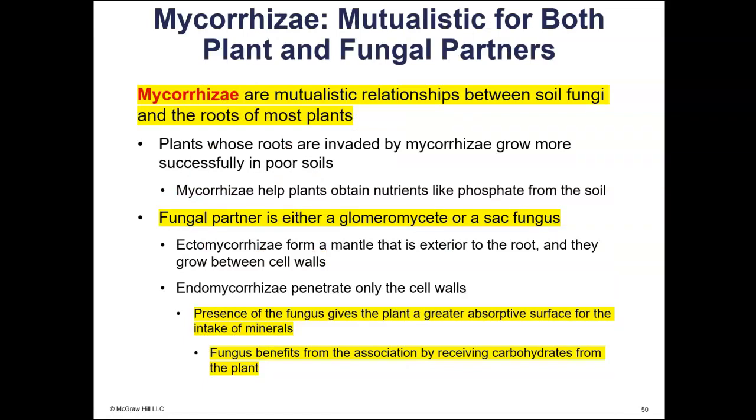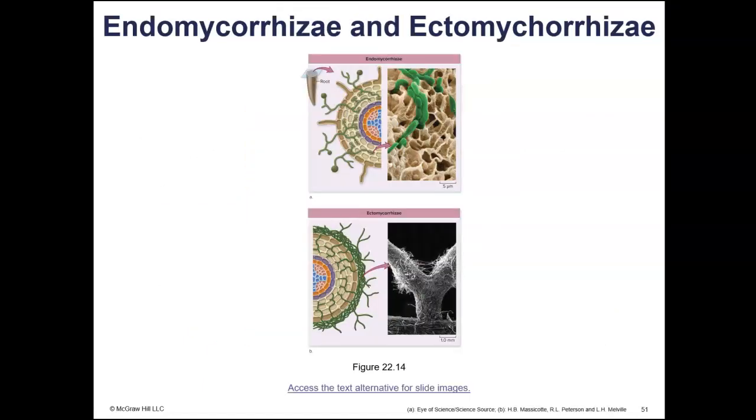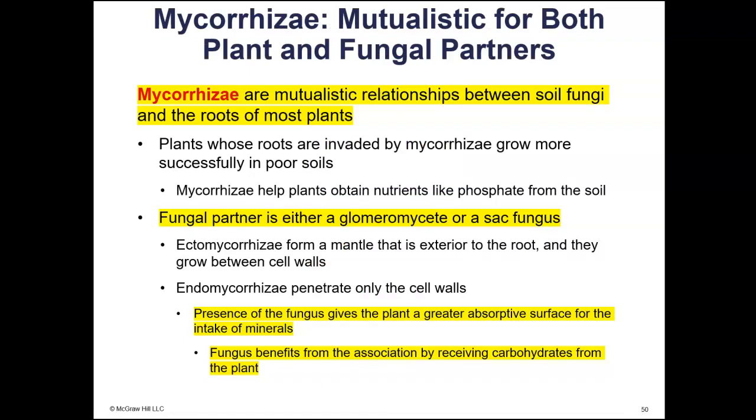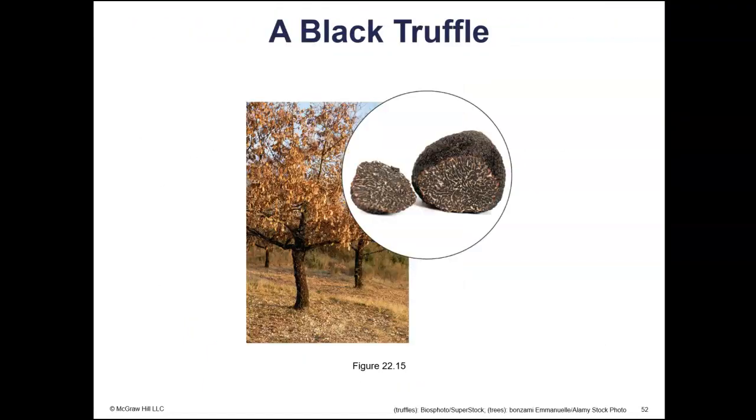Then there's mycorrhizae, which we've already talked about. That is a combination of a glomeromycota and the root of a plant. And the function is to increase the surface area of the roots for greater absorption of water and nutrients. And then we have something in the wrong place again.